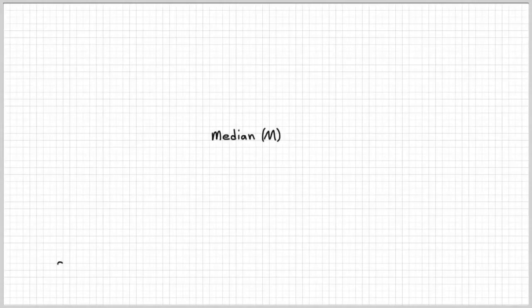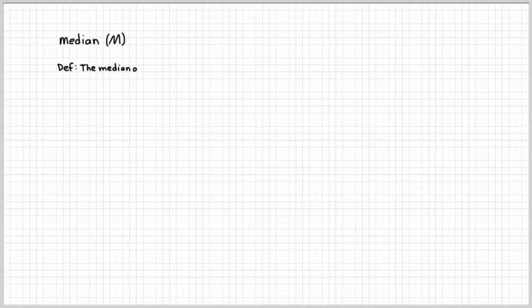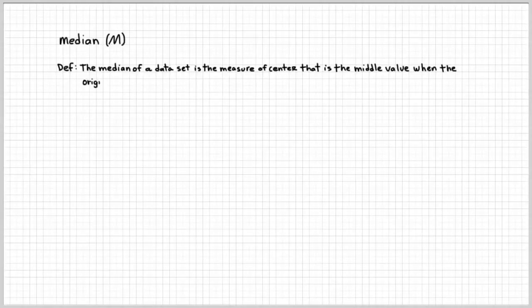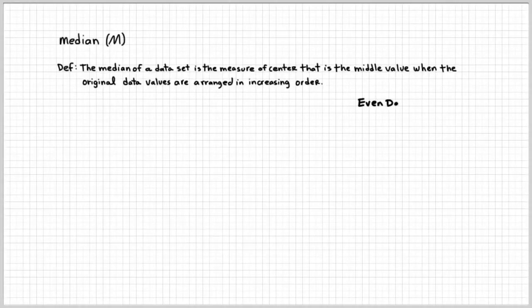In this video, I'm going to talk about the median. The definition of the median is: the median of a data set is the measure of center, that is, the middle value when the original data values are arranged in increasing order. Okay, so let's look at some data sets.